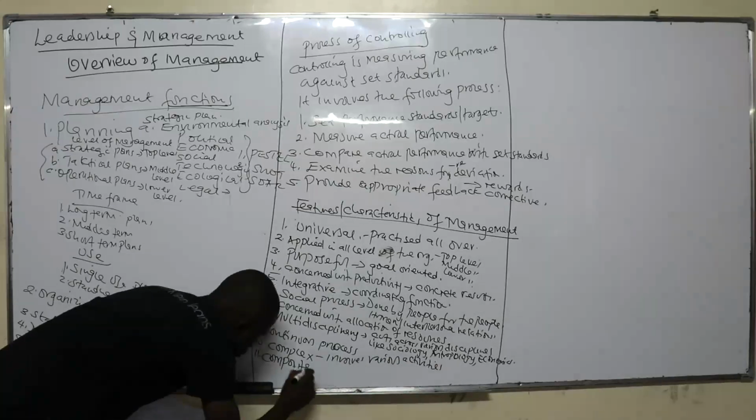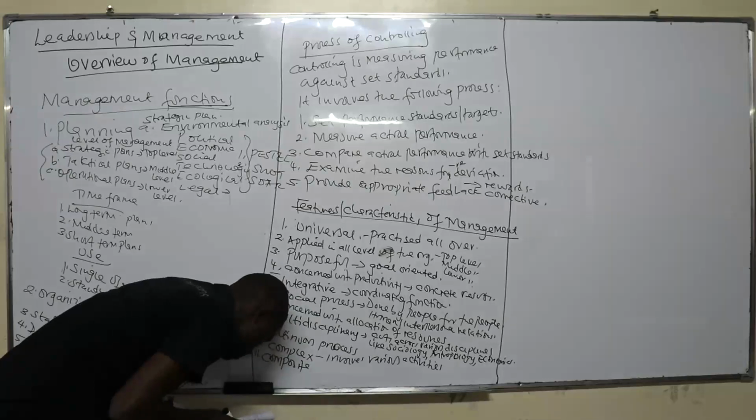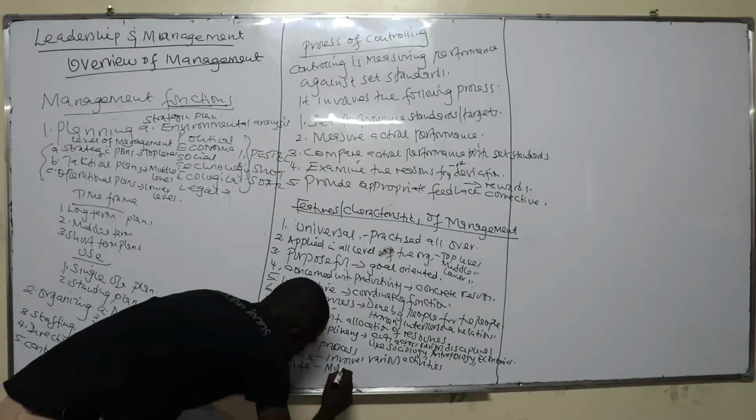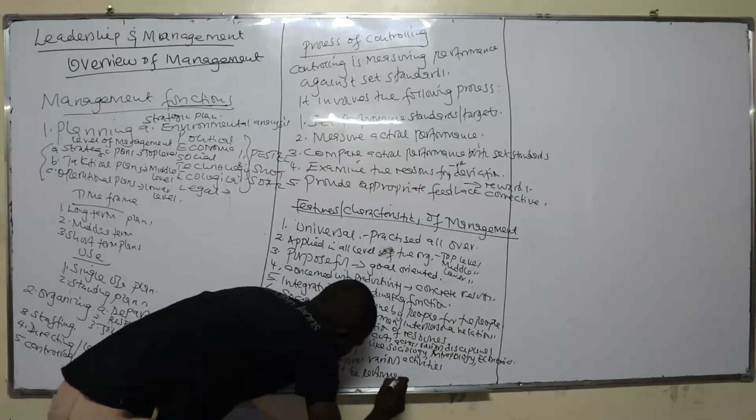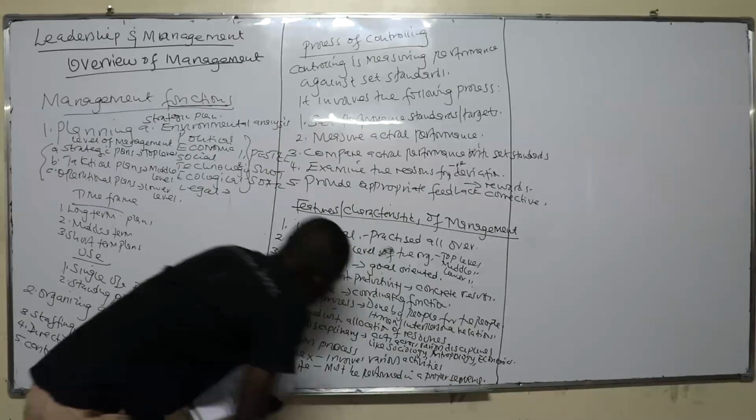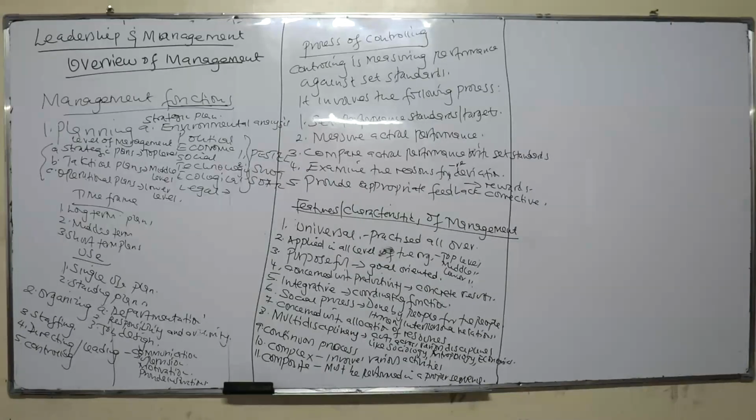Composite means it involves a series of activities that must be performed in a proper sequence. Remember we talked about the management functions. There was a sequence. You cannot start with staffing. You must start with planning, then move to organizing, then to staffing, then to directing, and finally to controlling. So those are the characteristics of management.